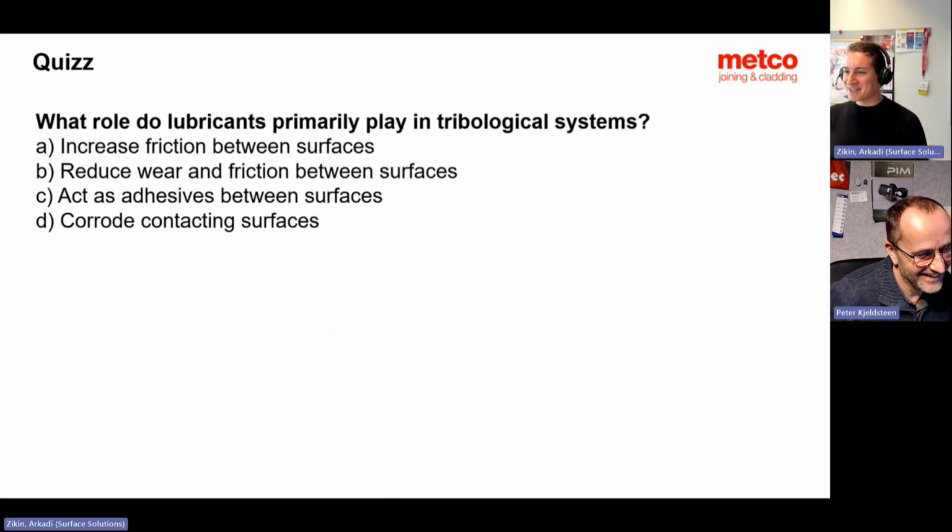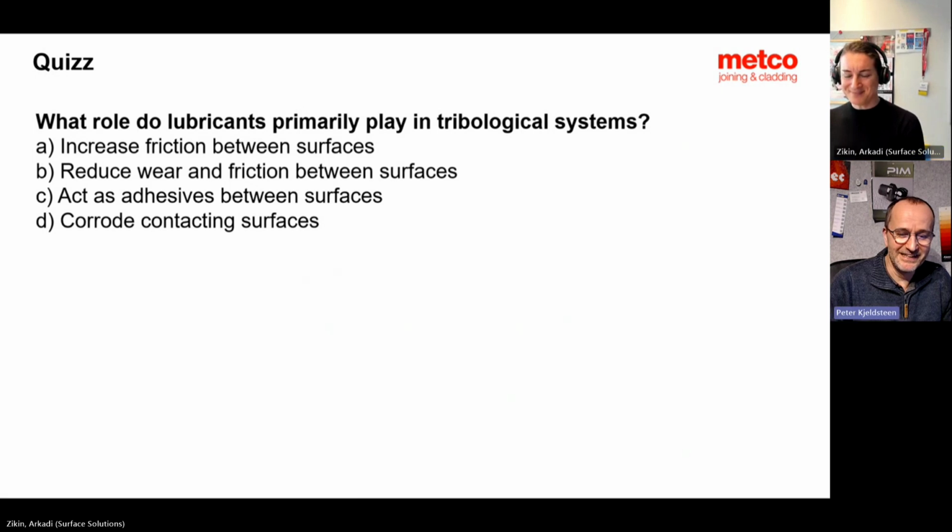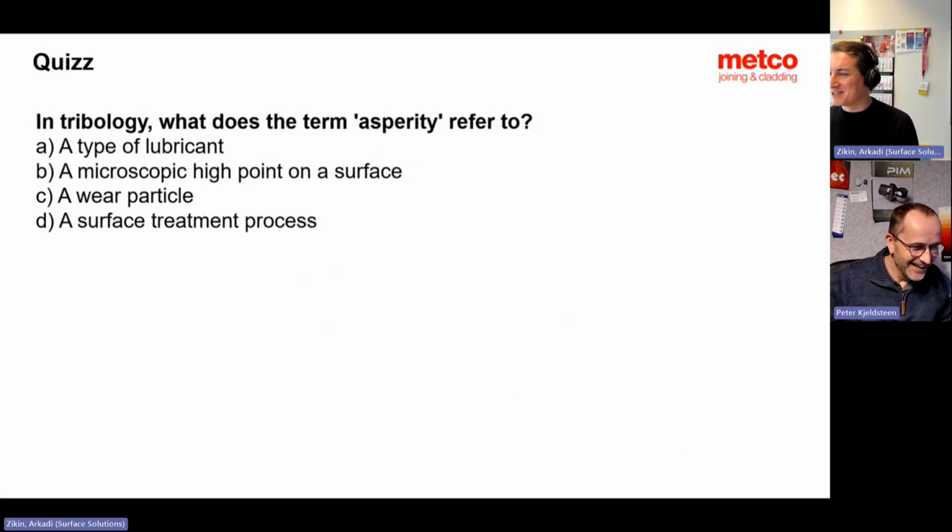Okay. Next question. What role do lubricants primarily play in tribological system? A, increase friction between surfaces. B, reduce wear and friction between surfaces. C, act as an adhesive between surfaces. And D, corrode contacting surfaces. It is B, reduce wear and friction between surfaces. Interesting answer. Are you sure? Pretty sure. Okay. And the final question for today.